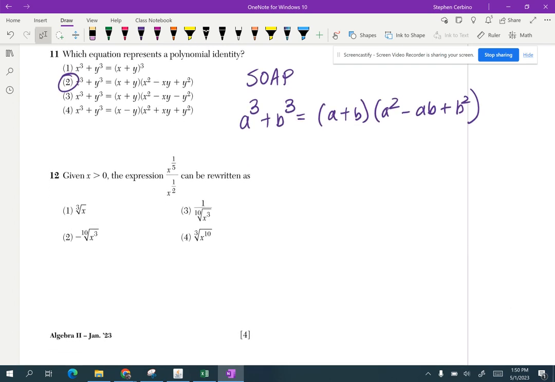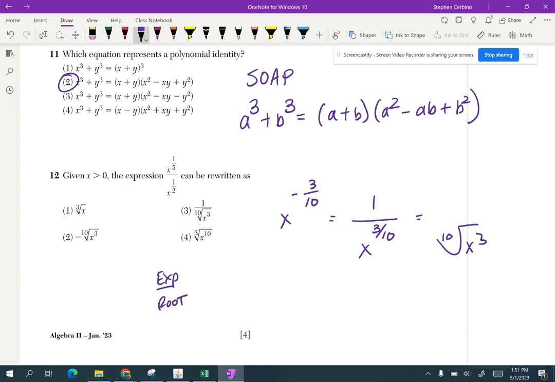Number 12, when you're dividing variables, you're going to subtract the exponents. If you subtract 1/5 minus 1/2, you are going to get x to the negative 3/10. Now we know that negative exponents make a fraction. We do the reciprocal thing. And we remember the rule of exponent over root. So this is going to become a 10th root of x to the third in the denominator, choice 3.